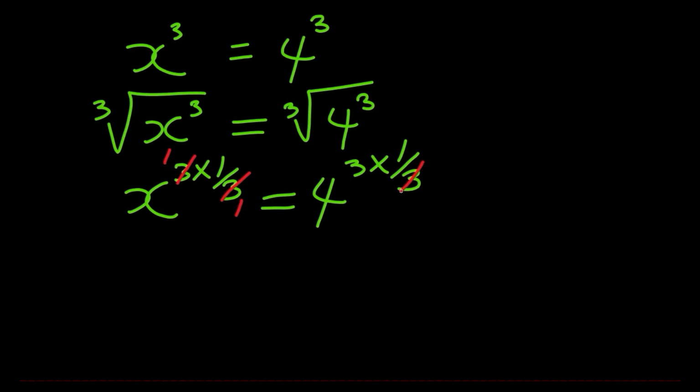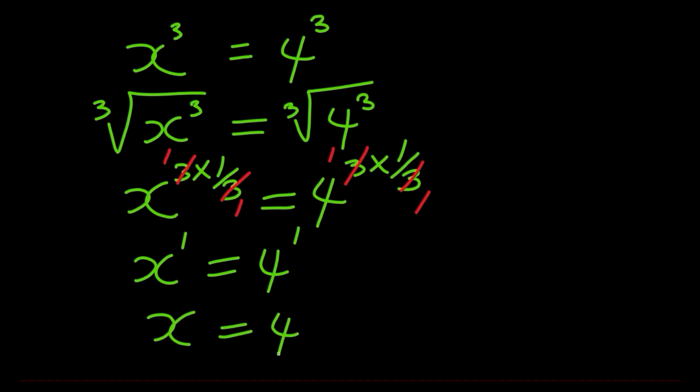And on the right, 3 divided by 3 is 1. So we are also left with 4 raised to the power 1 on the right hand side. Therefore, x raised to the power 1 is equal to 4 raised to the power 1. x equal to 4 is the solution to the above equation.